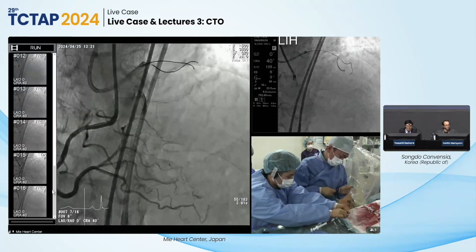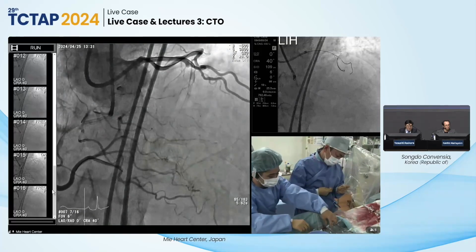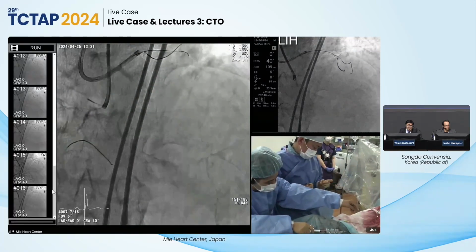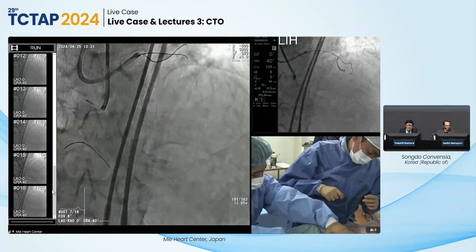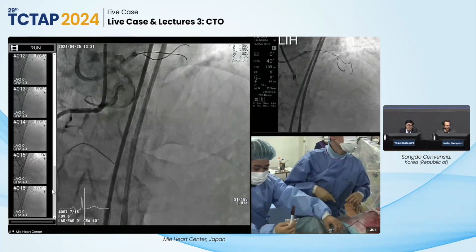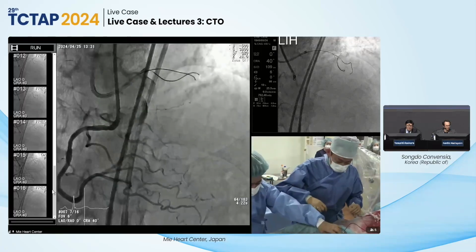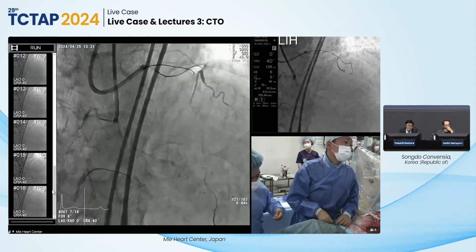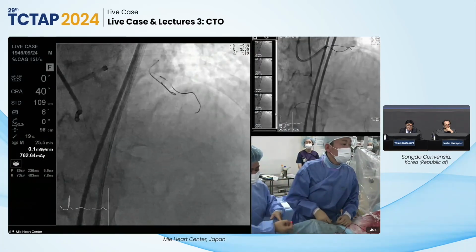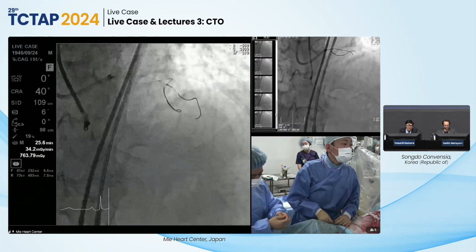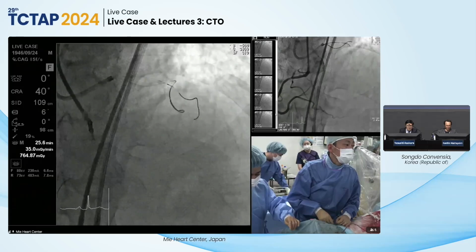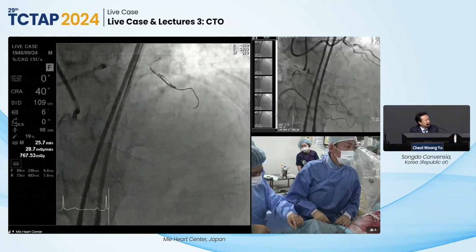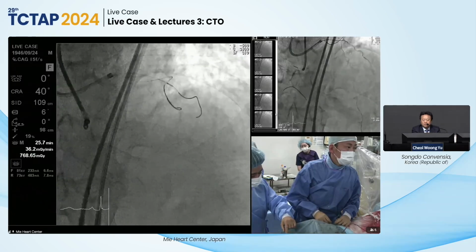Anyway, this case is a landing zone. The collateral image is very poor. So one puncture, puncture twice, impossible. I quickly move to the retrograde approach. I think the proximal cap site is very broad based, so I think that the exact center point penetration is very important for this case.